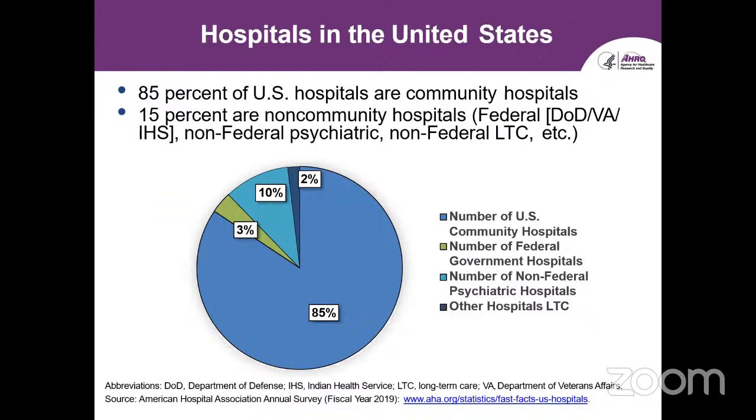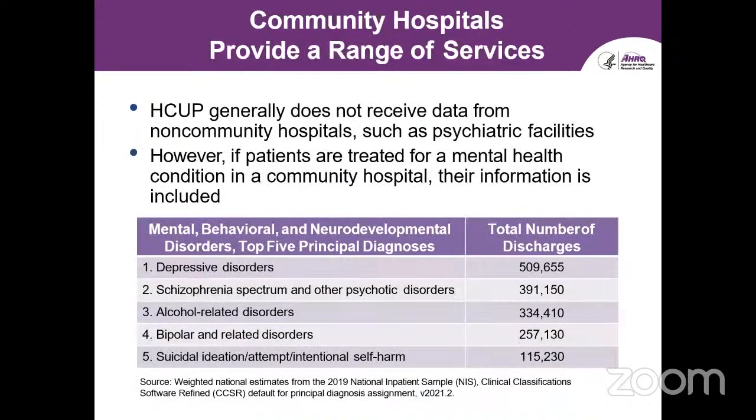85% of US hospitals are community hospitals, 15% are non-community hospitals, like the non-federal psychiatric, non-federal college infirmaries, etc. Community hospitals provide a range of services. HCUP generally does not receive data from non-community hospitals such as psychiatric facilities. However, if patients are treated for a mental health condition in a community hospital, their information is included in the HCUP database.